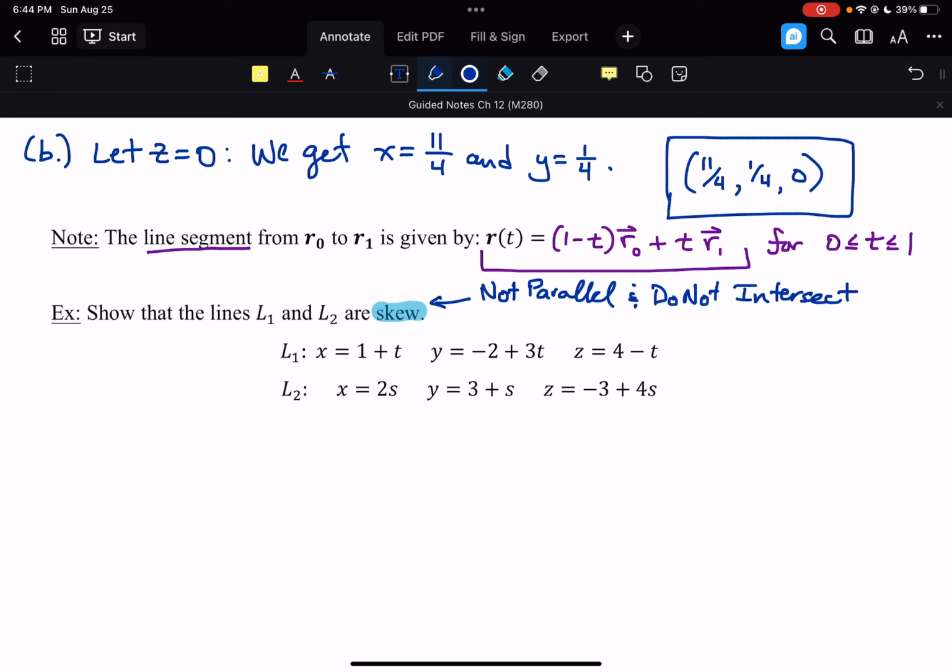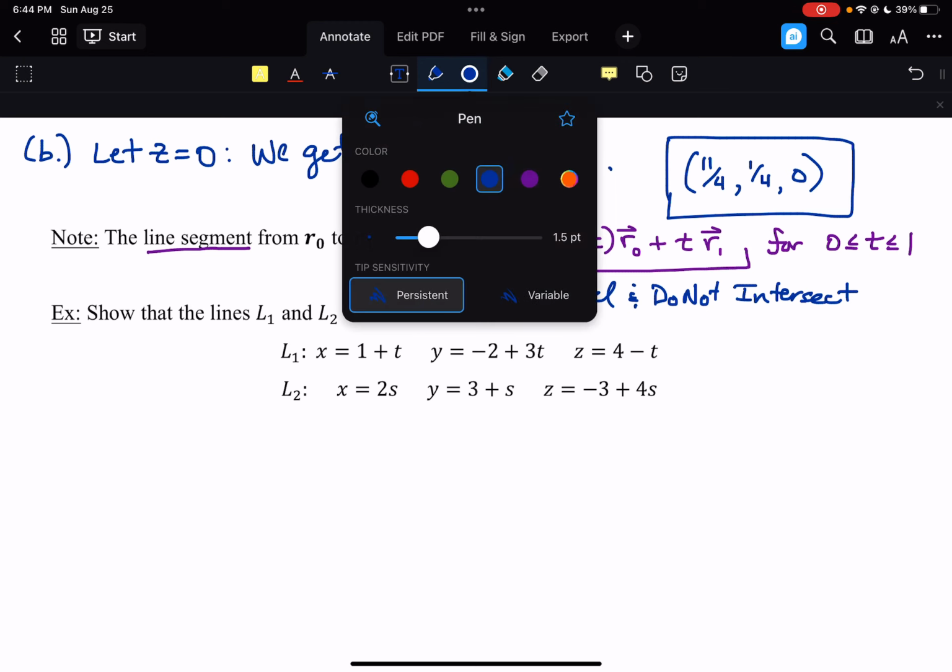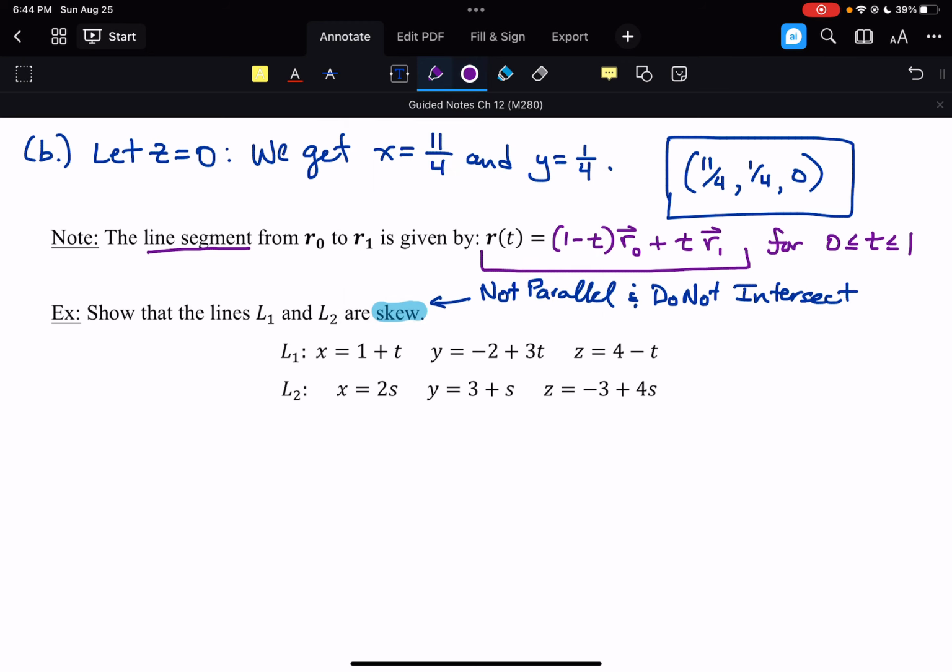All right. So skew, the test for skew is basically a process of elimination for the other two conditions. So we want to see if the lines are parallel and then see if the lines intersect. And if the answer to both of those questions is no, then by default the lines are skew. So we're going to start off, try to color code this a little bit. So we'll start off with parallel.